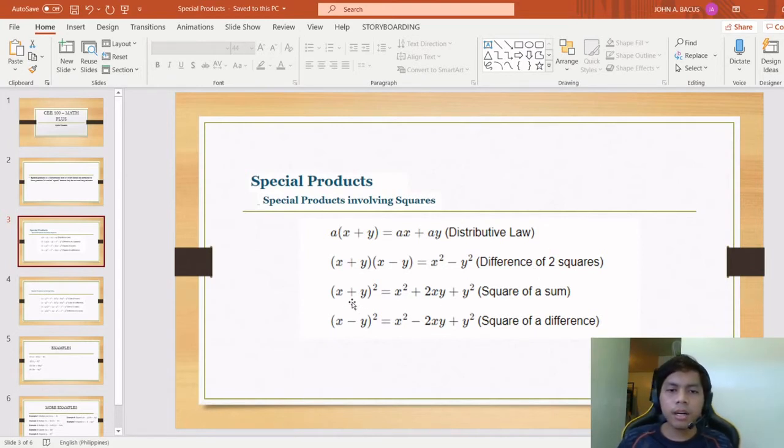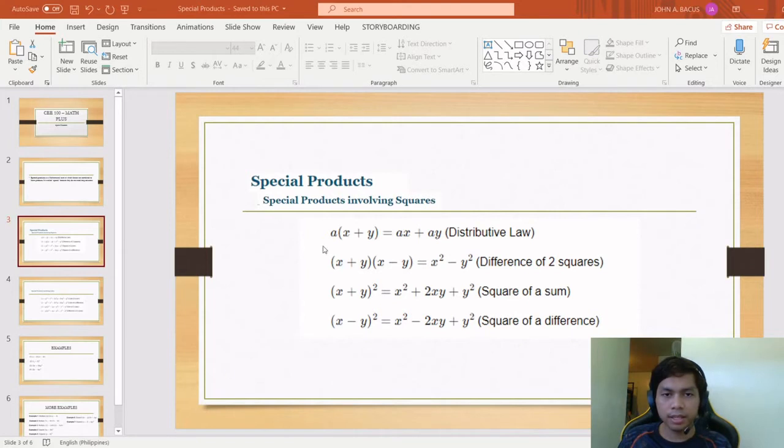All right, for the square of a sum. That's x plus y times x plus y, or simply x plus y squared. That's equivalent to x squared plus 2xy plus y squared. Again, that's the square of a sum. The next one is the square of a difference. The difference is that this one is plus since that's a sum, and this one is minus since this is a difference. Let's give examples to the following.